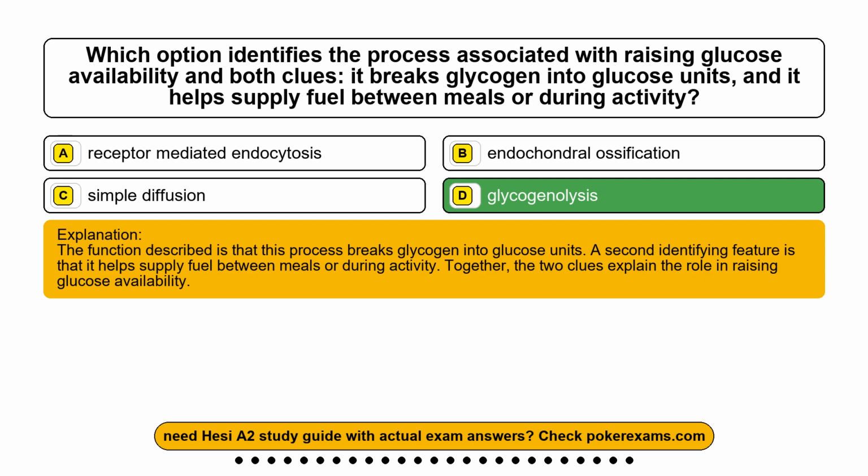Glycogenolysis. The function described is that this process breaks glycogen into glucose units. A second identifying feature is that it helps supply fuel between meals or during activity. Together, the two clues explain the role in raising glucose availability.